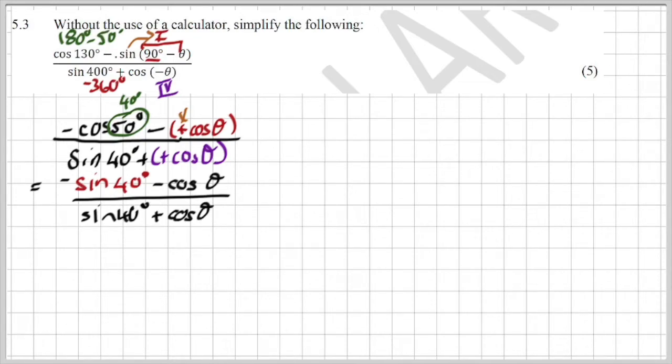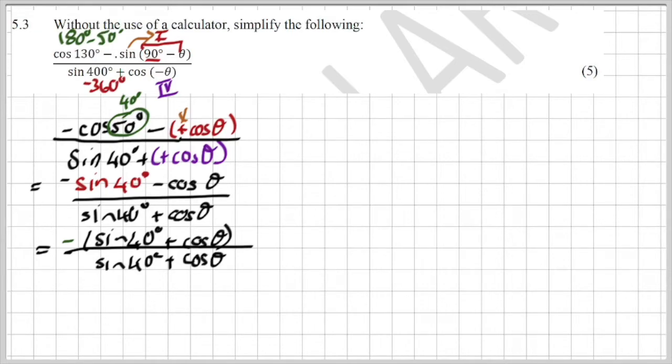Because at the top, ladies and gentlemen, I can take out a negative common. By taking out a negative common, oh my goodness, my brackets can divide away, leaving me with -1. Whoa, not that difficult. So whenever you hear the words without the use of a calculator, remember, you are either going to look for special angles or things are going to divide away. In this case, they divided away because 40 is not a special angle.